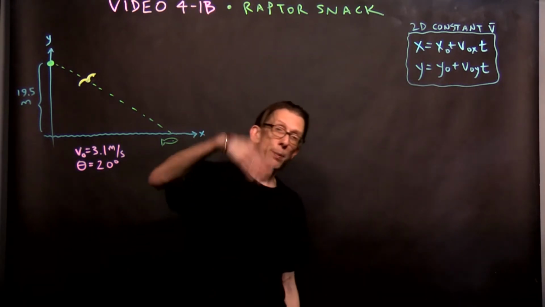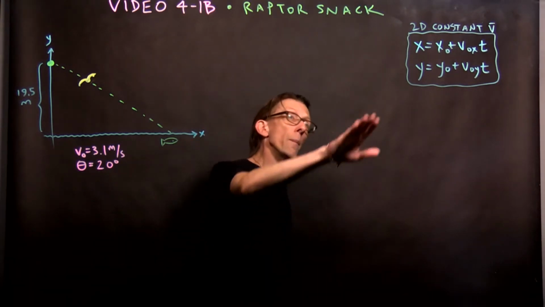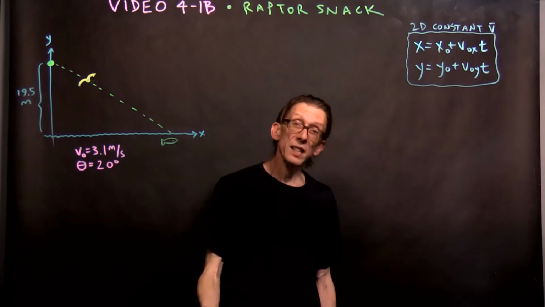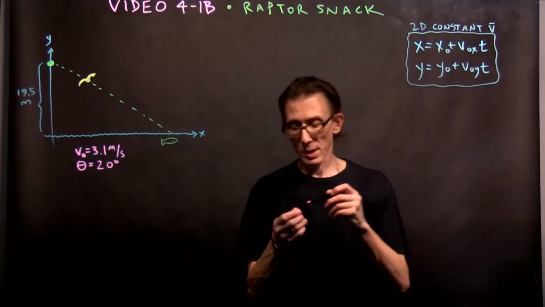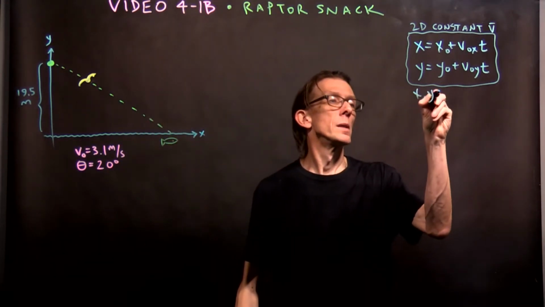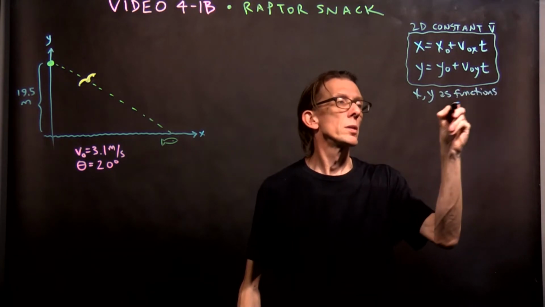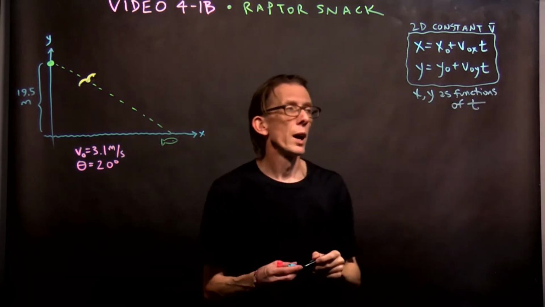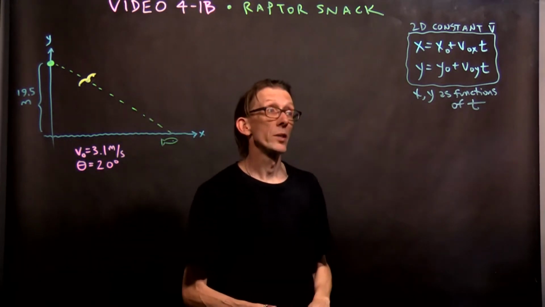I didn't have time to map them back onto the example and show you exactly how they work, but this is basically x and y as a function of time. Okay, so this is x and y as functions of time for a 2-dimensional constant velocity situation.